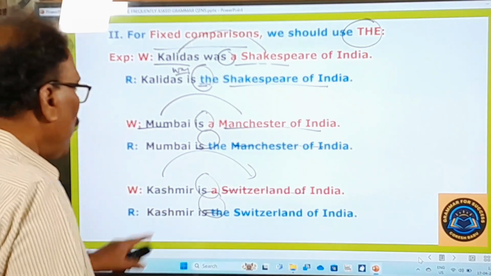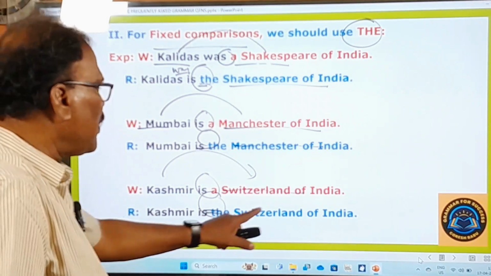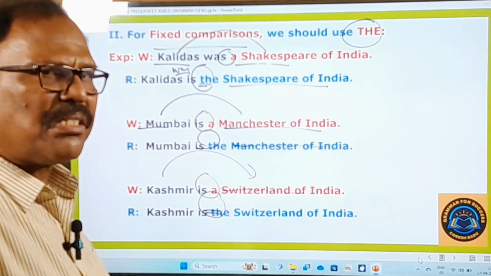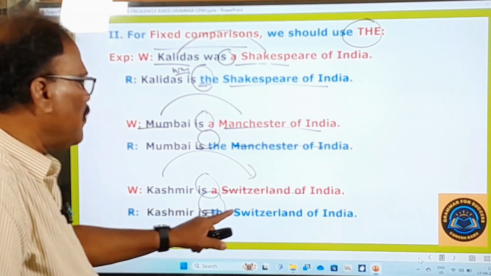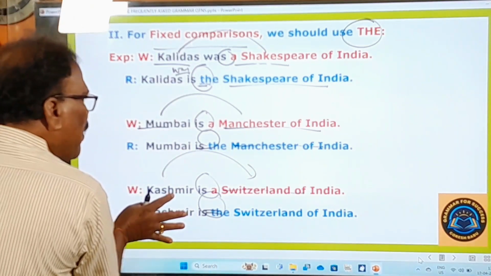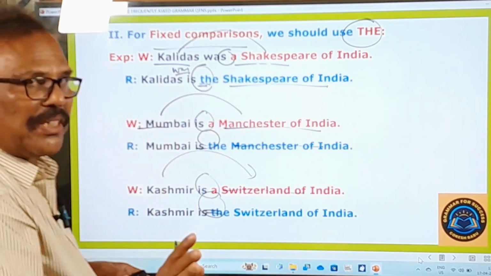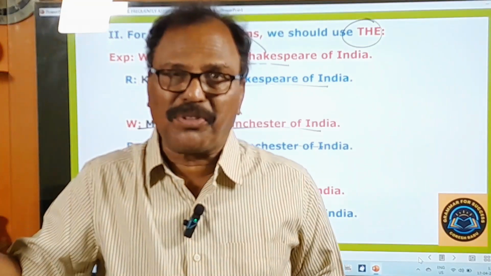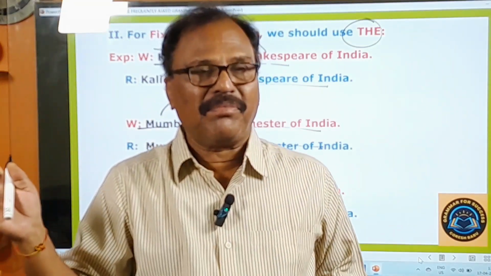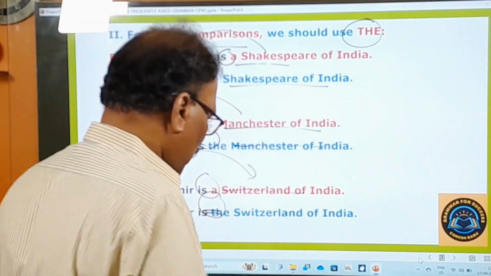You cannot say Kulu Manali is the Switzerland of India or Ooty is the Switzerland of India. Only Kashmir is called the Switzerland of India. So in this way, these are all fixed comparisons. Before fixed comparisons, we have to use the definite article. Before general comparisons, we have to use a or an. Okay, this is the first rule. Now let's move on to learn other things.